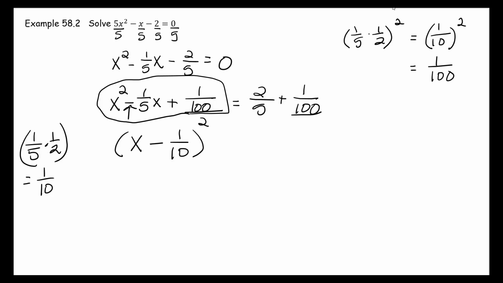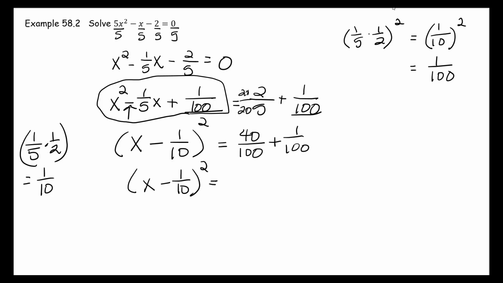x minus 1/10 quantity squared. On the right side, we have to get a common denominator, and that is going to be 100. So we're going to multiply the first fraction by 20 over 20 to get 40 over 100 plus 1 over 100. So we're going to have x minus 1/10 quantity squared is equal to 41 over 100. And now we're going to take the square root on both sides of the equation. But we're going to put a plus or minus on the right side.